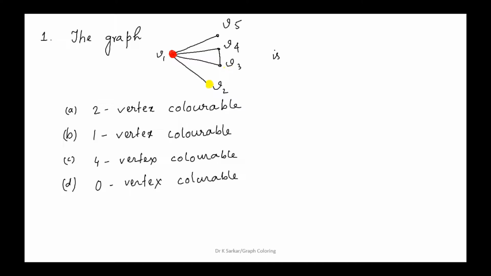Now V3 can be yellow. Why? Because V2 and V3 are not adjacent. V4 should not be the same color as V3. So V4 should not be yellow. Let us take green. V4 and V5 are not adjacent, so V5 can be colored with green.